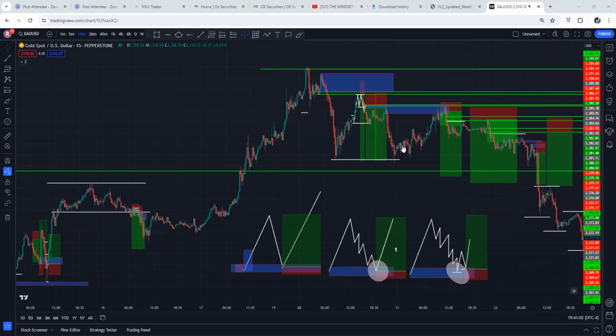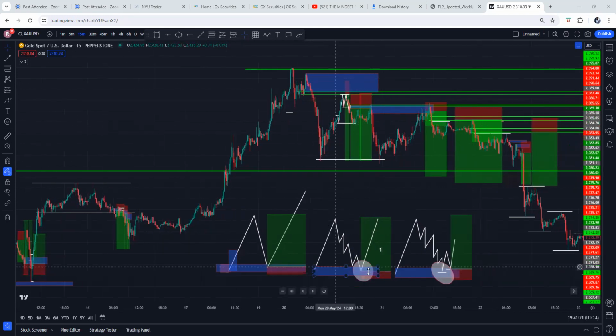All right, so this pullback here, this is what it will actually look like on a smaller time frame. It's messy. It's choppy. It's not just a straight move down. We got ups and downs and so forth in it. So basically, this is what your entry model 1 would look like.